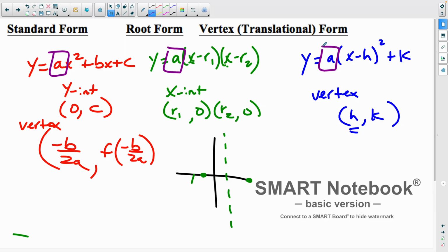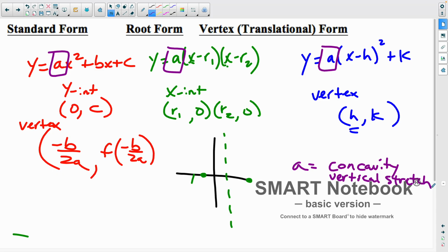Talked about it a while ago. Up or down. Is it concave up or is it concave down? So that's the a. That's what's going to tell me there. So a is going to tell me concavity, so up or down, and it's going to tell me the vertical stretch or compression for that matter. Okay? It's going to tell me how it's changing. It's going to change my pattern. We'll talk about the pattern here in a little bit.